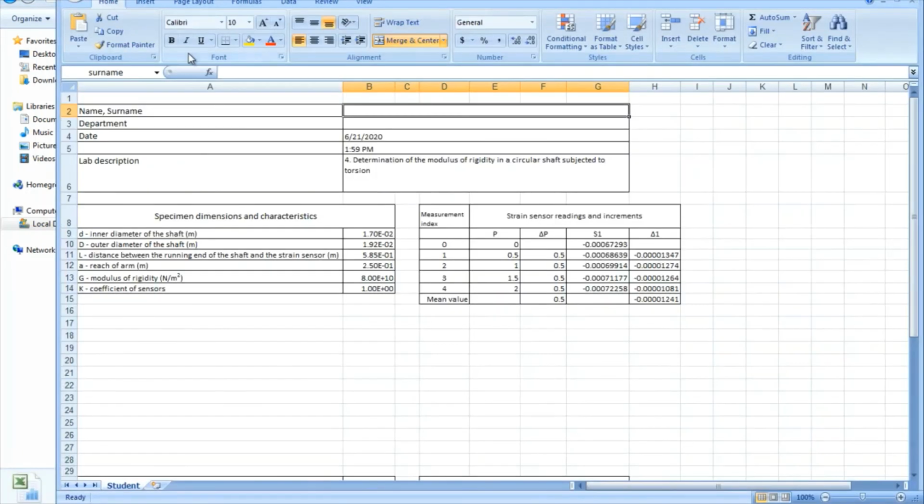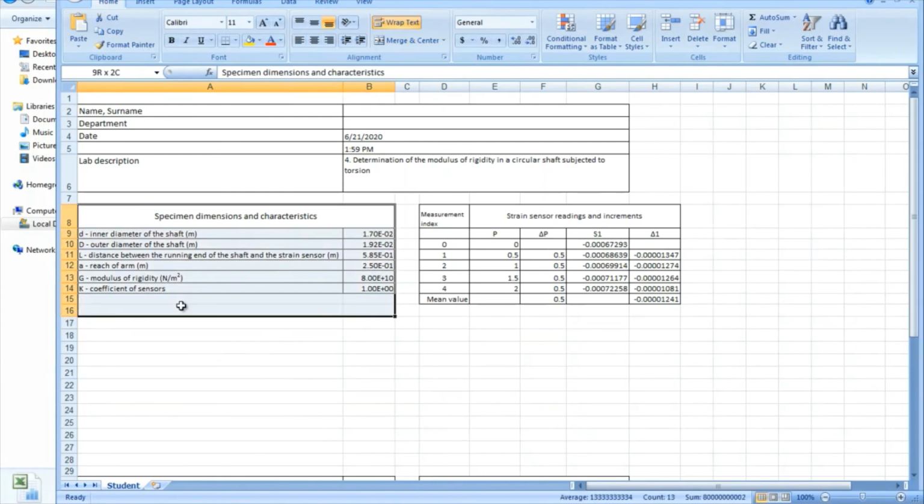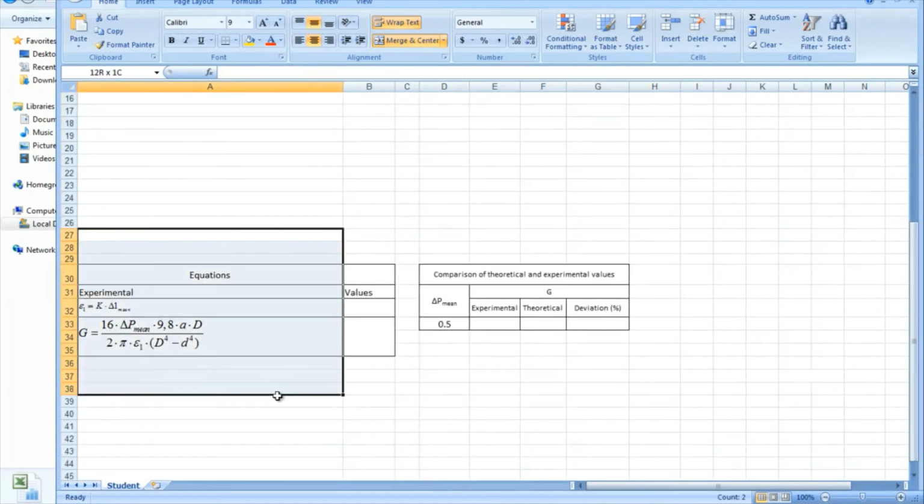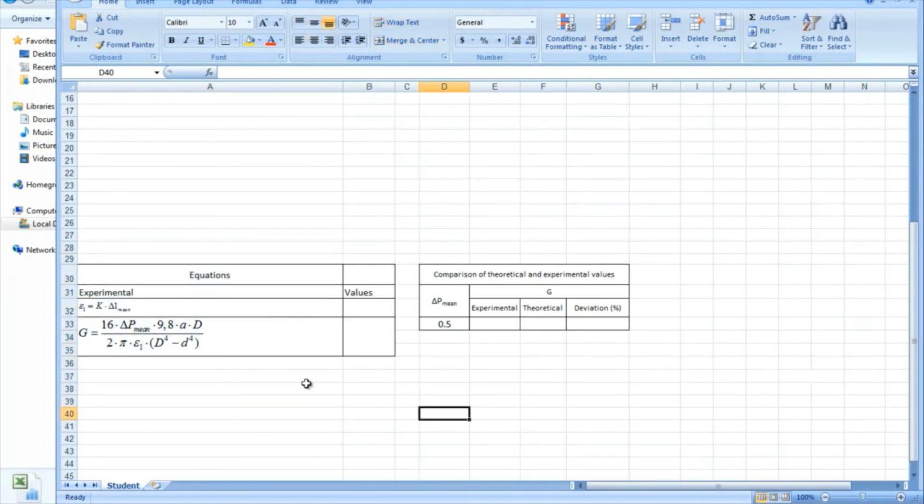If I open the file, I will see the specifications of the specimen, all readings, and one table for calculations for experimental and theoretical, and another table for conclusions and deviations. And this is the end of our experiment.